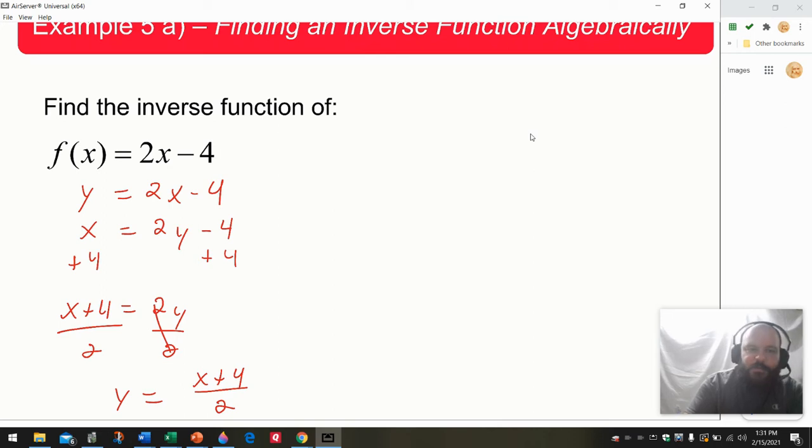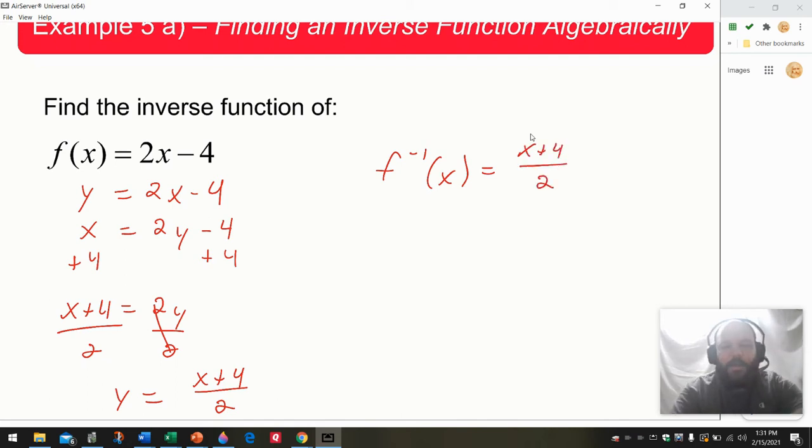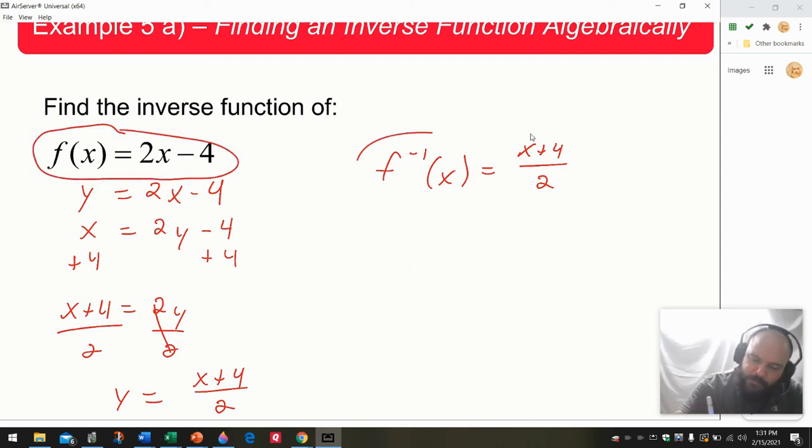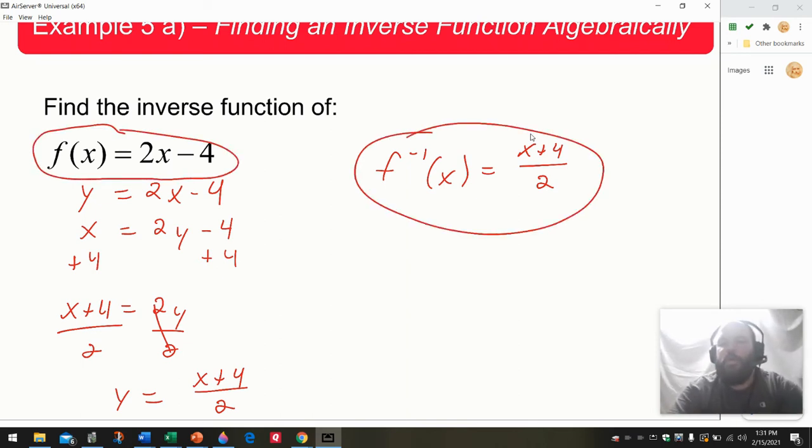And the last thing to do is replace that y with an inverse. So we're going to call that f inverse of x is equal to (x plus 4) over 2. And there you go. That's the inverse. So this function and this function are inverses of one another. If I wanted to verify my work was correct, I could compose them together. And if I compose them together, I should get the identity, which I will.